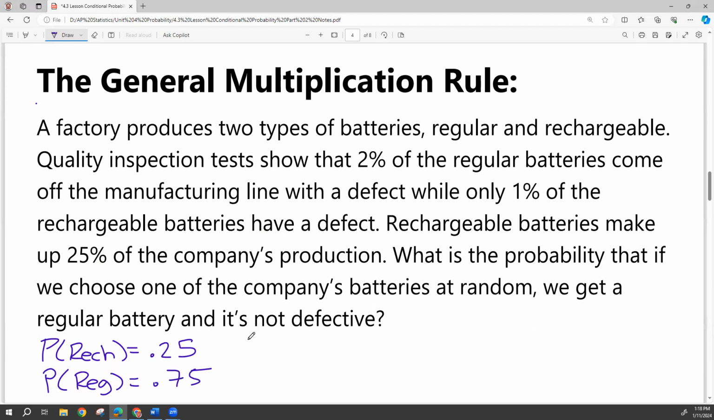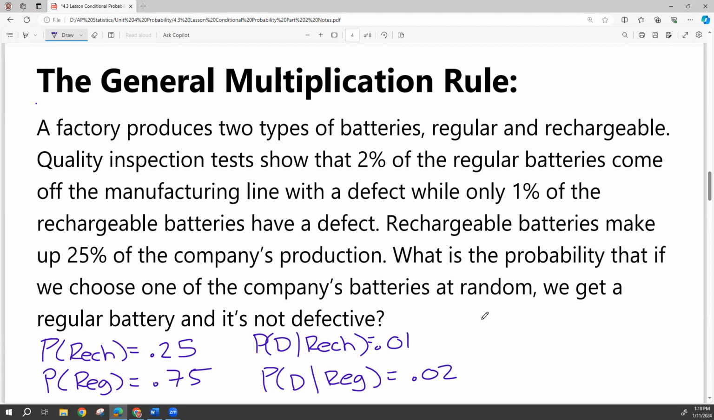Then we have some conditional probabilities because I'm told that 1% of my rechargeable batteries are defective. So the probability we have a defective battery given it's rechargeable is 0.01. The probability our battery is defective given that it is a regular battery is 0.02. And so what we want to find out is what is the probability that we get a regular battery and it's not defective?